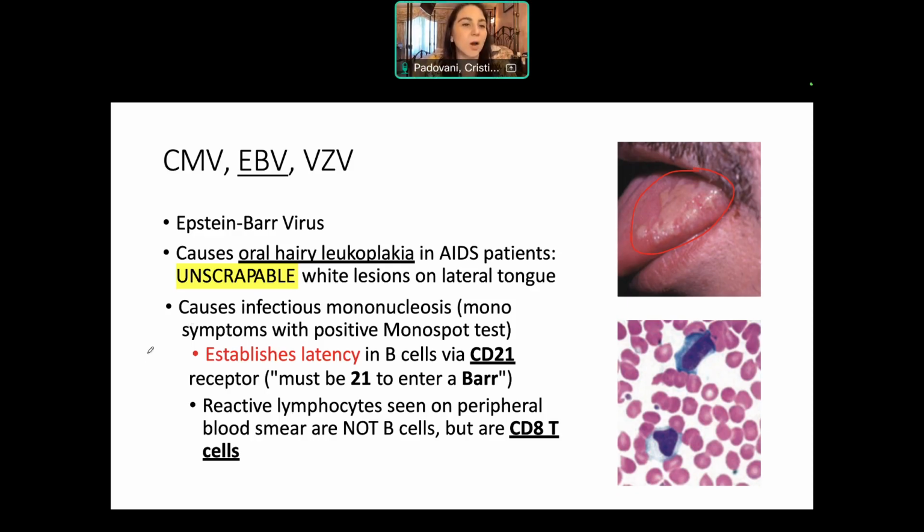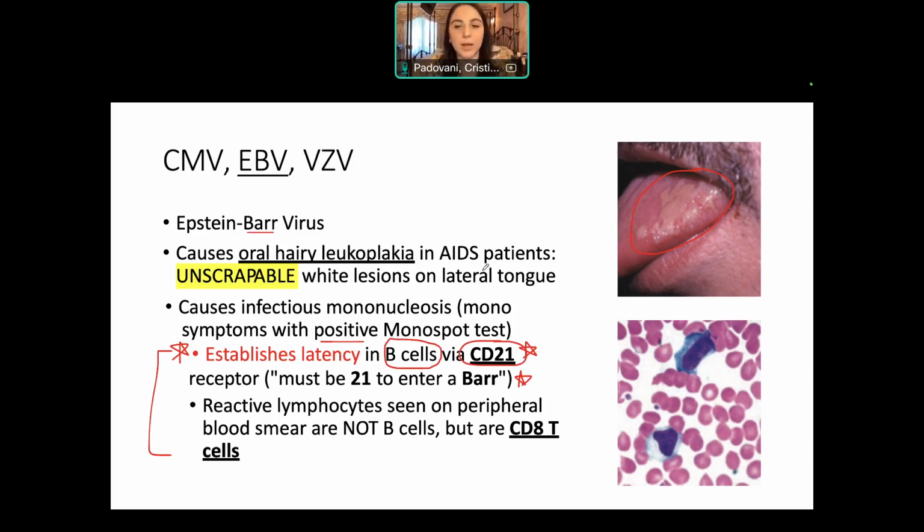Another thing that Epstein-Barr does is it causes infectious mononucleosis. So again, these are your mono symptoms. Now you have a positive monospot test, so you know it's not CMV. And then what does EBV like to do? They love to ask, everything in this bottom part here is very high yield, they like to ask about mono. So mono likes to hide. Once you get mono, it stays with you forever and ever and ever, which is so lovely. But it establishes latency within B cells. There's a few things I want to say here. So mono hides in B cells, and it does this via the CD21 receptor on the B cells. And First Aid has a mnemonic to remember this: you must be 21 to enter a bar, Epstein-Barr.